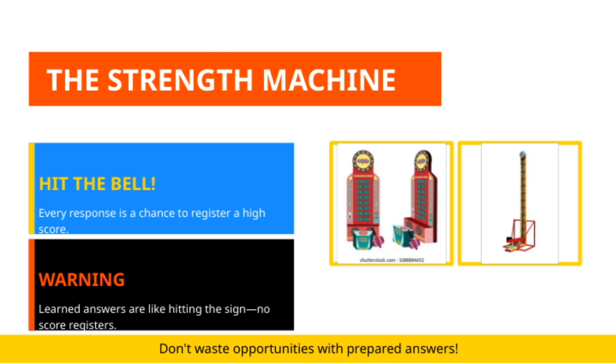And when you do respond well, don't forget to hit the bell. It's a symbol of that moment of strength. This is what I call the strength machine, building your confidence, agility, and skill with each interaction. Keep this in mind as we continue. Every conversation is an opportunity to strengthen your abilities and make a real impression.